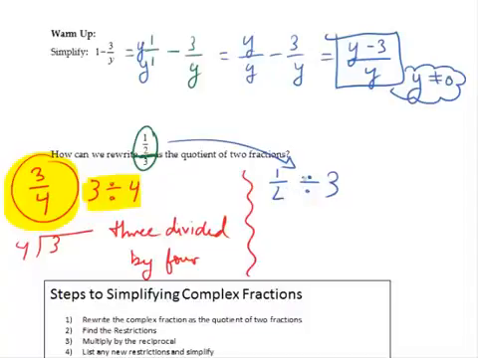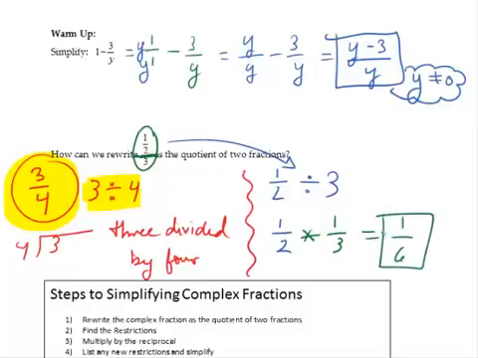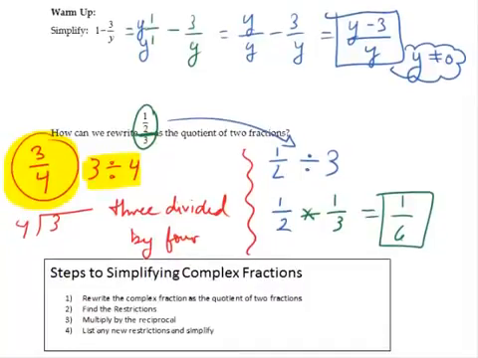Once it's in this stage, we already learned how to deal with division. Last week we saw that division means that you change this to multiplication and you use the reciprocal of the second fraction, so it becomes 1/3. So we end up getting 1/6. That is the simplified form of 1/2 divided by 3. So that's our basic idea for today.